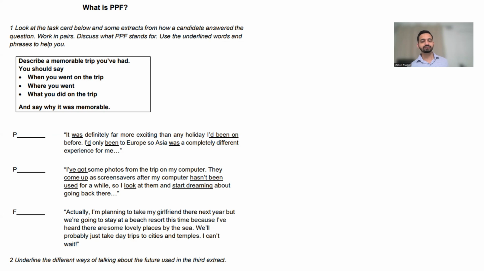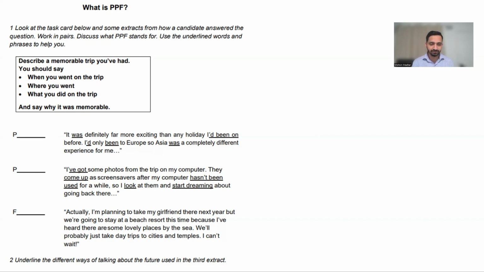Future, think about the future. In this future one, let's discuss this response. Actually, I'm planning to take my girlfriend there next year. So it's future, but we are going to stay at a beach resort this time because I have heard there are some lovely places by the sea. We'll probably just take day trips to cities and temples. I can't wait. All right.